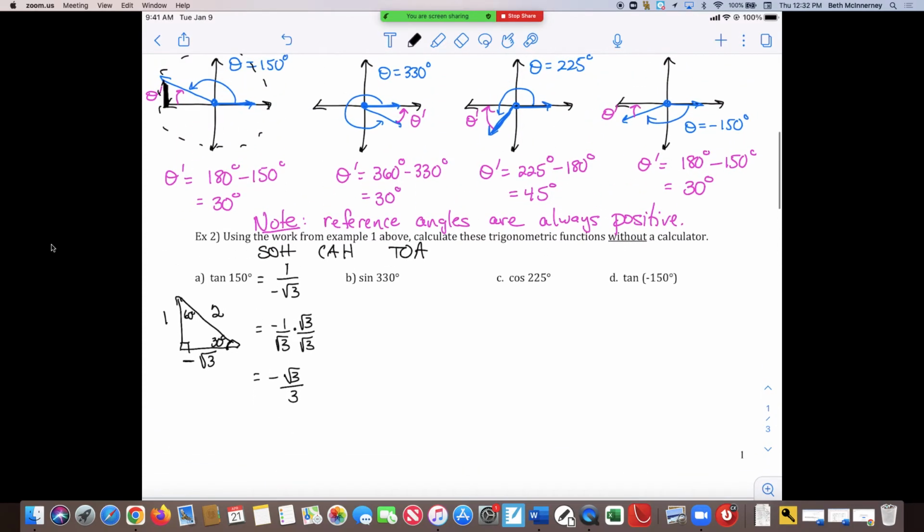Do I need to put on here your special right triangles? Maybe let me do that. You're supposed to remember these now. We had a quiz on this, and you all did fantastic. Remember those? Okay.